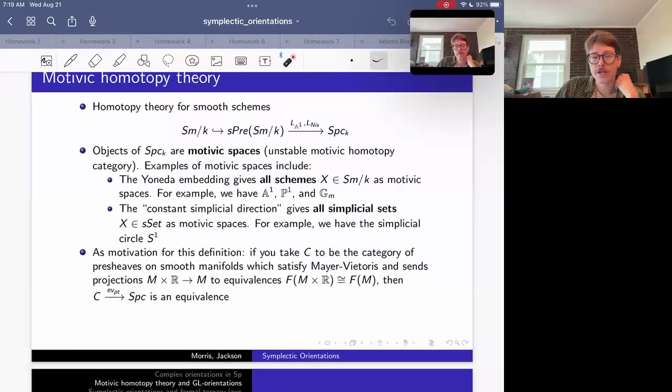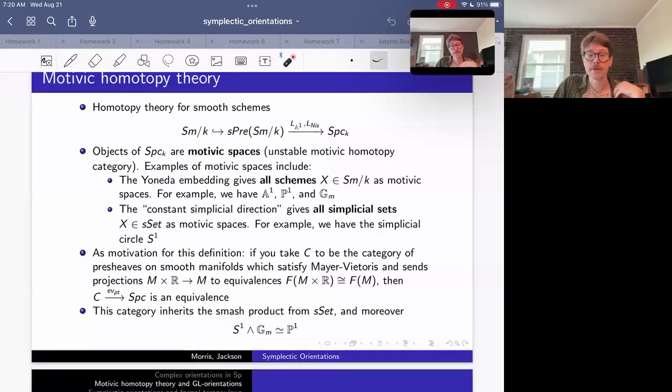And as a bit of motivation for what seems like an obtuse definition, I saw this recently and I thought it was really cool and I wanted to put this in here. If we do this without the notion of smooth schemes at all, if we take the category of pre-sheaves on smooth manifolds, which satisfy a Mayer-Vietoris condition, again, this Mayer-Vietoris should be similar to this Nisnevich localization, and sends projections to equivalences, that should be similar to this condition. The category that we end up with actually is the familiar category of spaces. It's like a funky way to build up this category. It's really interesting. So this motivates the definition, I think, in my brain.